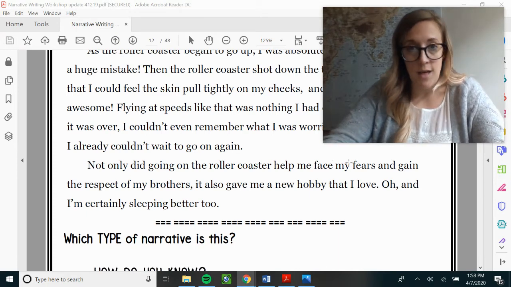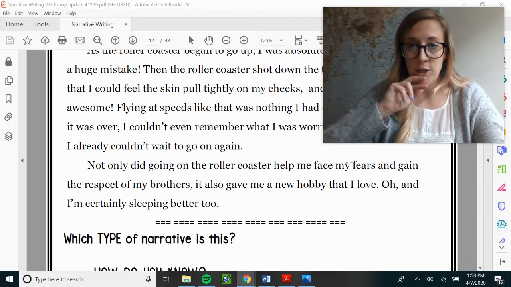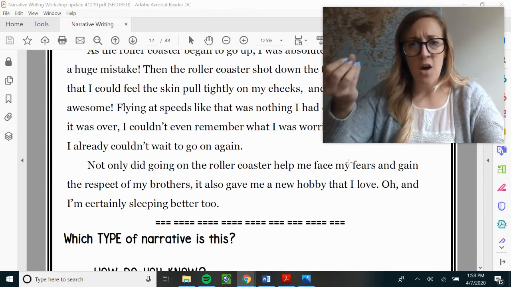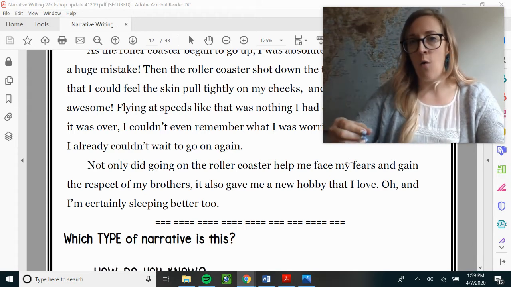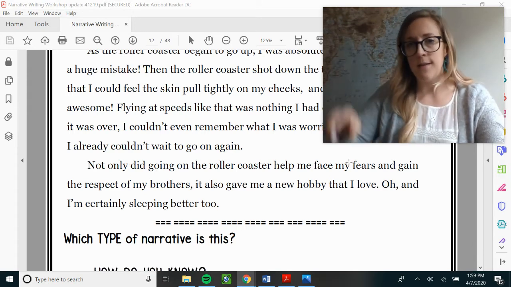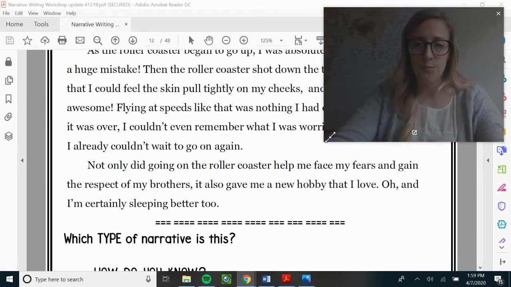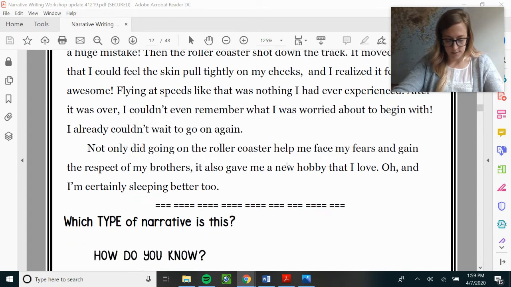So guys, that was a great example of our mentor text. There was dialogue. It tells a story. And notice how clear it is. There's description and there's figurative language, and it's all about one thing. He doesn't go all over the place. His whole narrative is about the roller coasters. So let's see what we're going to look at next.